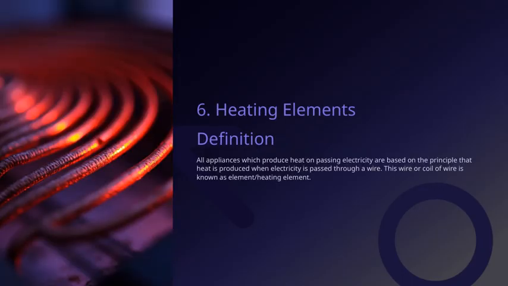Let's talk about heating elements. So, a heating element is basically any appliance that produces heat when electricity flows through it. The core principle here is that heat is generated when electricity passes through a wire. This wire or coil of wire is what we call the heating element. Understanding this is fundamental because it explains how many common appliances like toasters, electric stoves, and even electric heaters work. The key idea is that the electrical energy gets converted into heat energy through resistance in the wire.